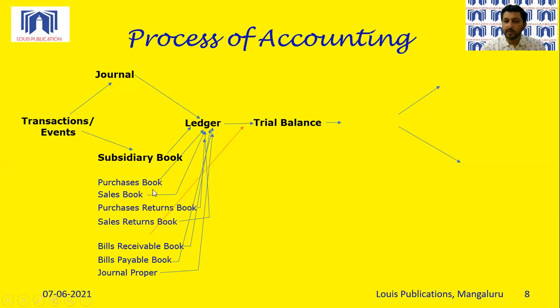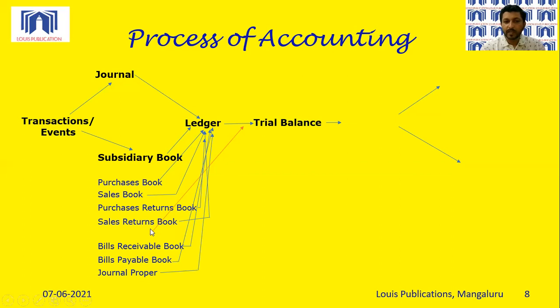So you see the 7 subsidiary books which are specified so far on the screen all go to ledger. Purchases book is different from purchases account. Sales book is different from sales account. Purchases returns book is different from purchases returns account. Sales returns book is different from sales returns account. Bills receivable book is different from bills receivable account. Bills payable book is different from bills payable account. And for journal proper, we have specific accounts which are entered in the ledger.